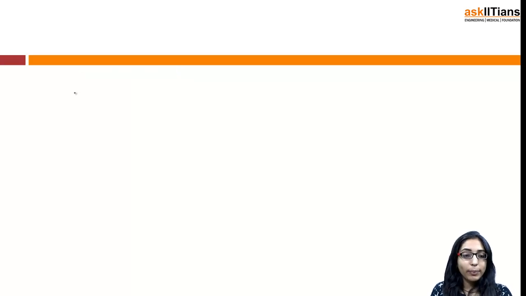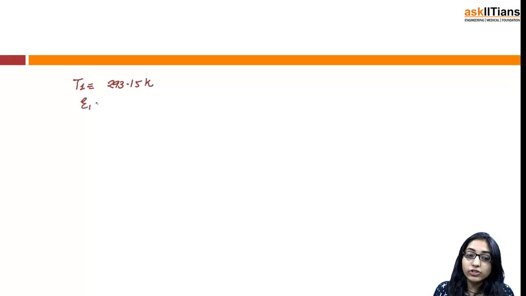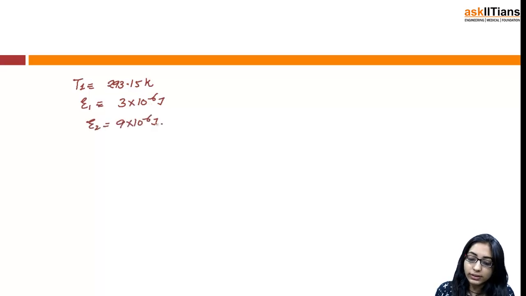So let me first of all pen it down. The first temperature is given to be 293.15 Kelvin and the energy E1 is given to be 3 into 10 raised to the power minus 6 joules. Finally, E2 is given to be 9 into 10 raised to the power minus 6 joules. Now, if I simply ask you to apply the formula for the total translational kinetic energy, I will say E is nothing but 3 by 2 into N into kBT.